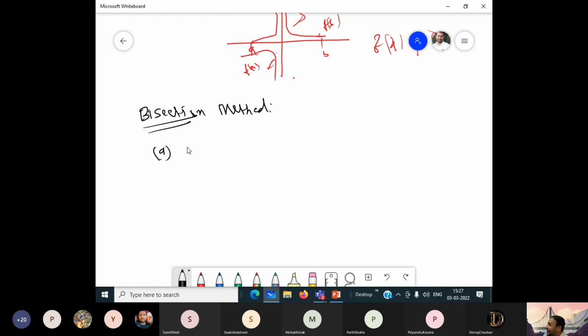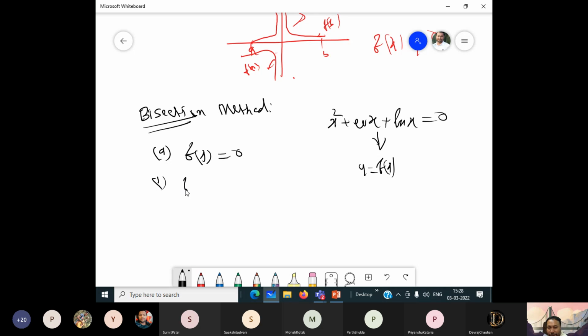Function means this is one of the functions, yes or no? x squared or cos x plus ln x is equal to 0. This is one of the functions, right? This is y is equal to f of x. A function should first be continuous. If it is not equal to 0, the first condition is that I have to equate it, because I want to find out the value of this.